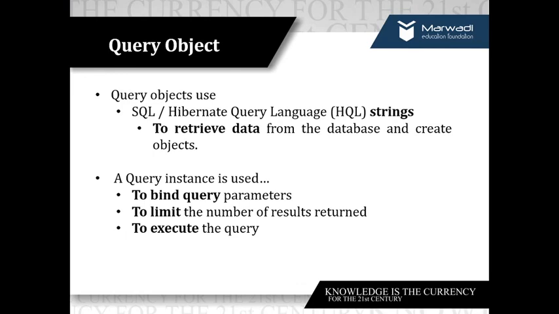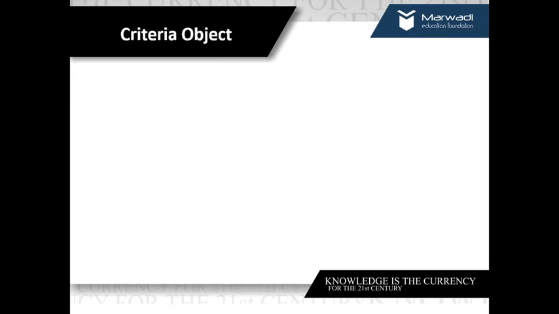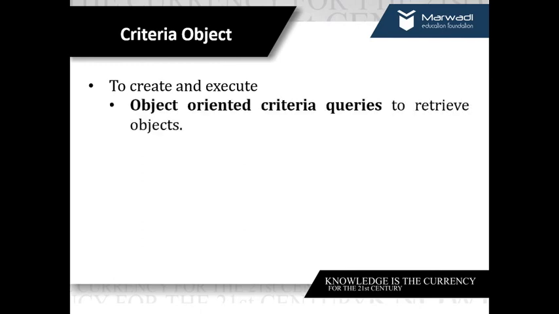And the next object is the criteria object. The criteria object is basically used to create and execute object-oriented criteria queries. Yes, you will see that when you need to run complex queries, or when you need to apply multiple criteria to run a particular query, at that time this criteria object will be very helpful to us.